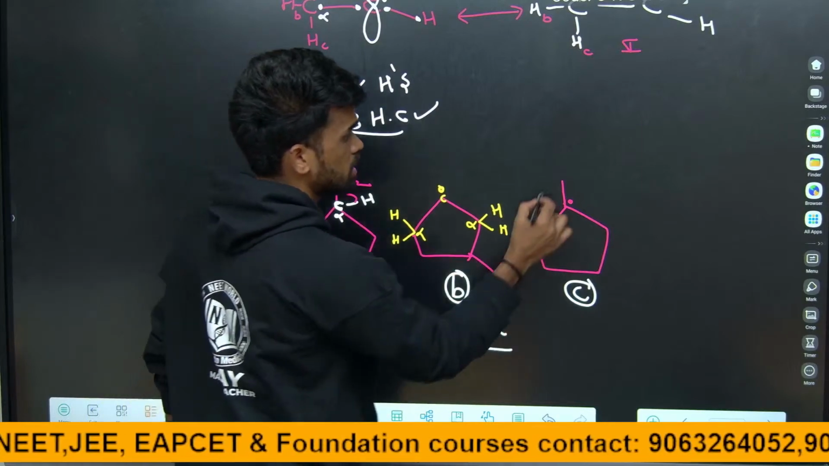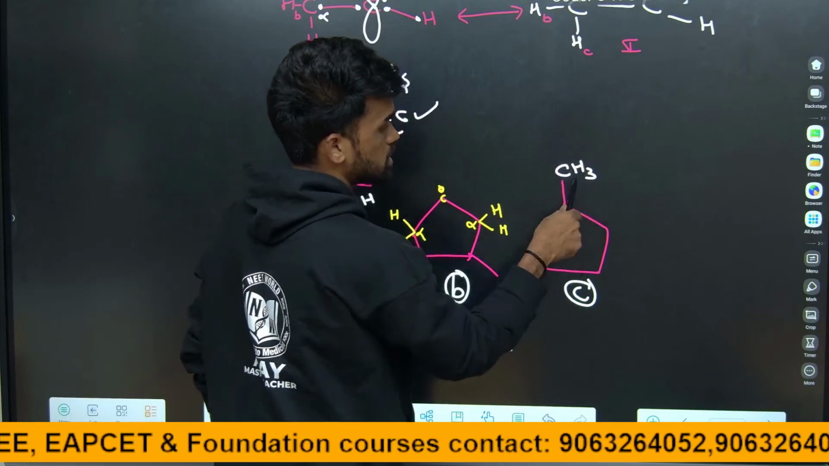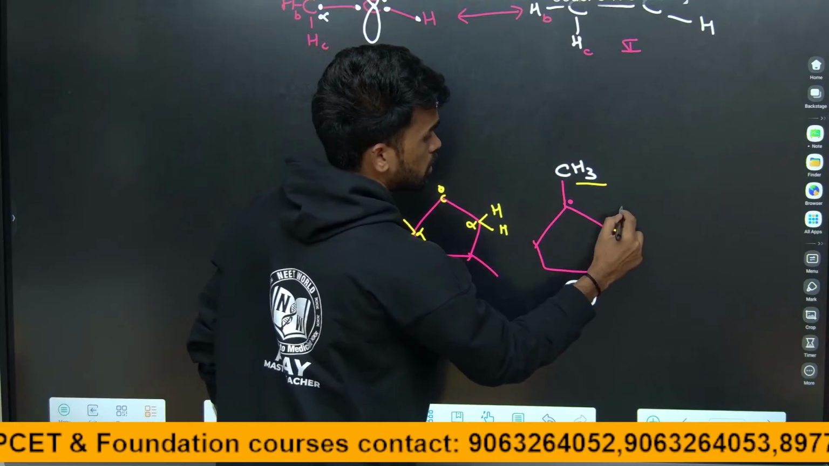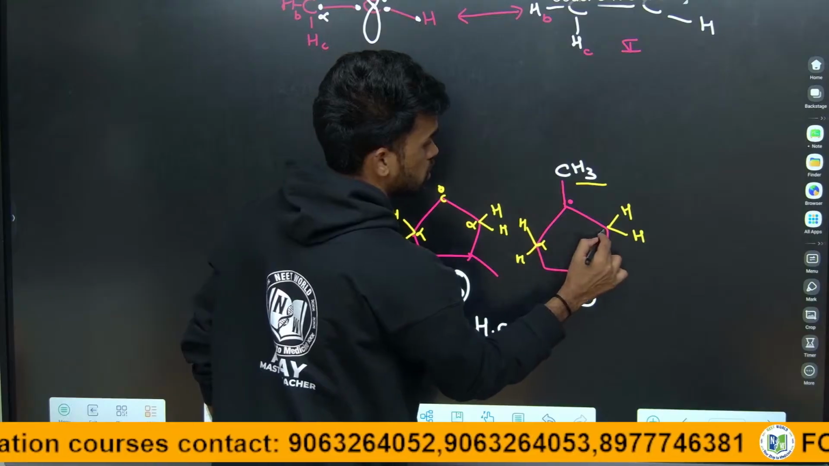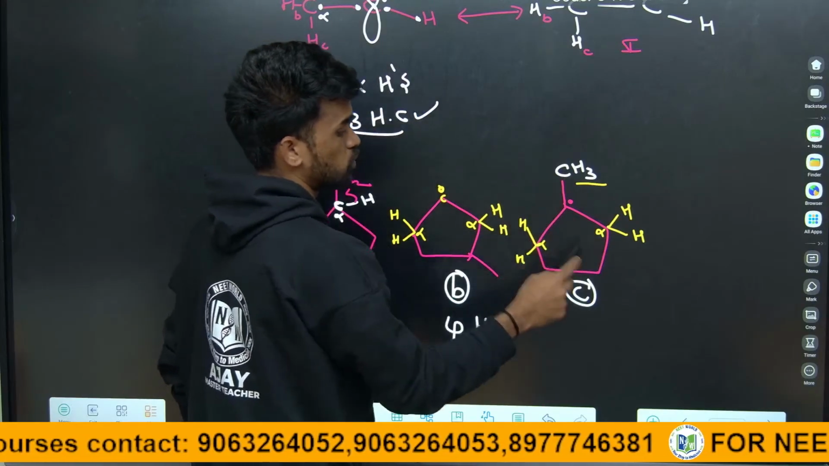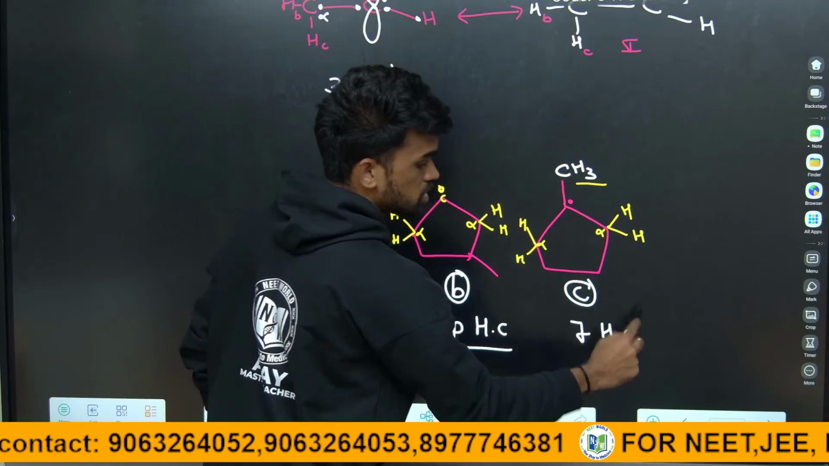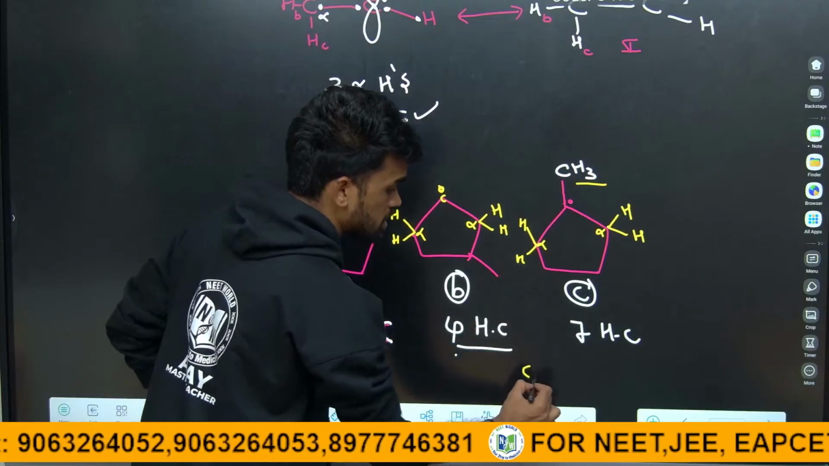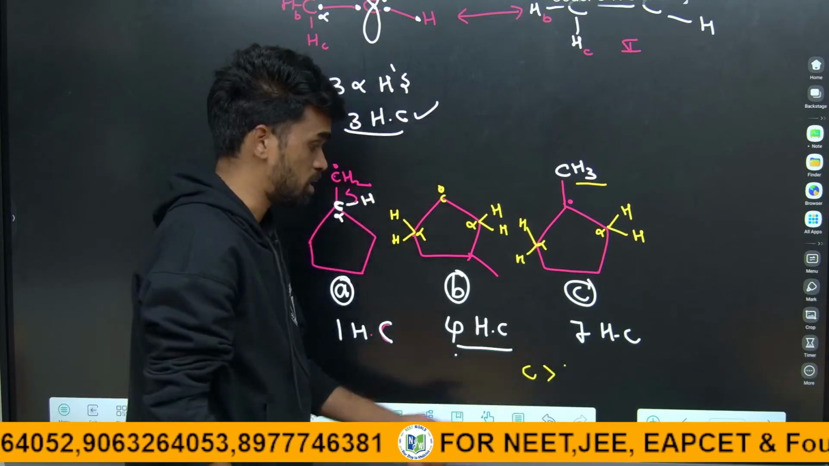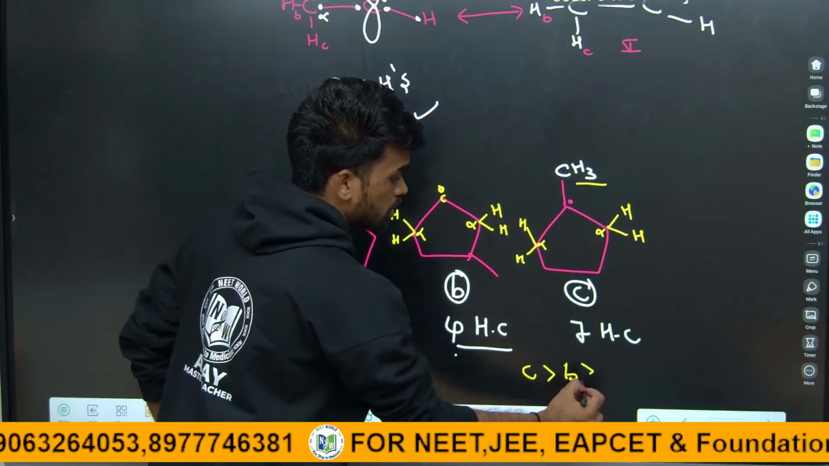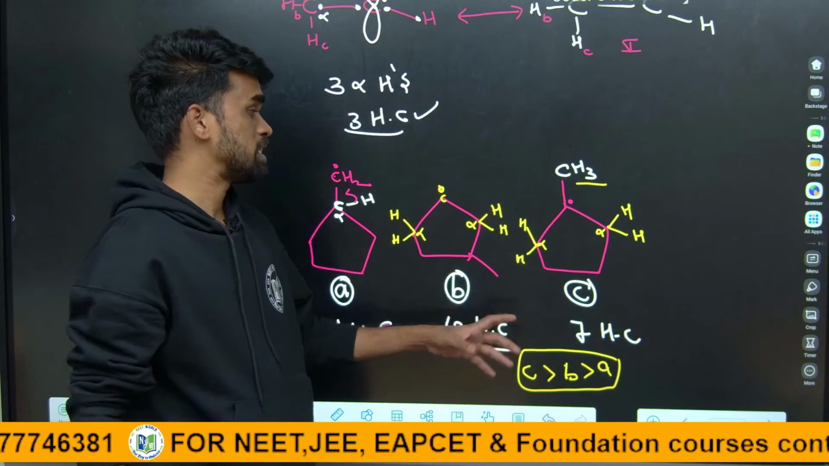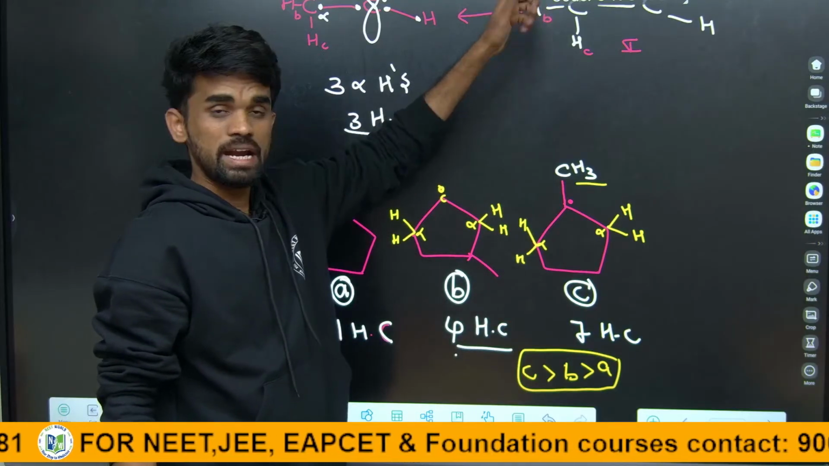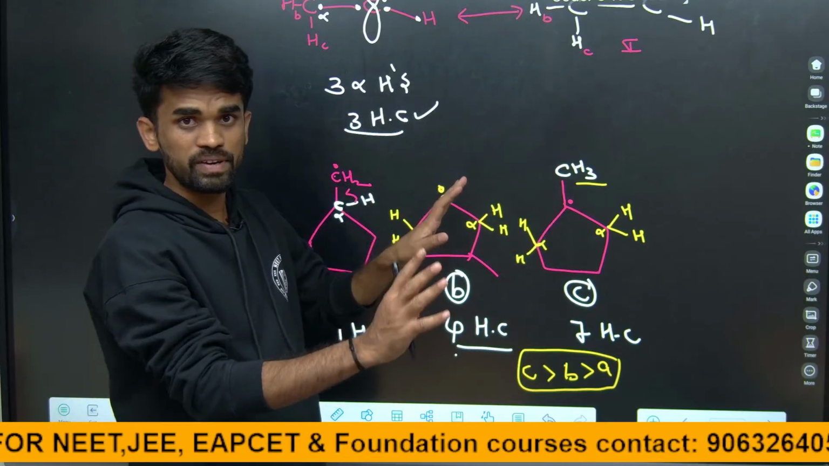In this case, this is a methyl group, it means here we have 3, and what about here? We have here 2, and here also 2 alpha hydrogens. Therefore we can get 3 plus 4, 7 hyperconjugations. Therefore I can write the answer as C is more stabilized, then B, then A. So this is how you need to answer the questions from carbocations and free radicals. I hope this is very clear.